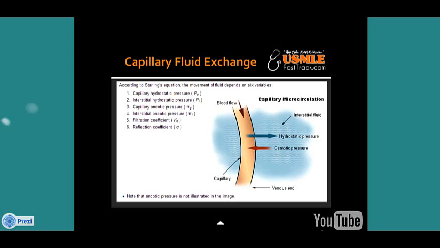That means that the filtration constant will increase, and this happens in conditions such as toxins, infections, or in burns. You can also have edema built up in conditions where there is an increase in the interstitial fluid colloid osmotic pressure, which means that the interstitium is going to pull more fluid out of the capillary into the interstitium. And this happens in conditions such as lymphatic blockage.